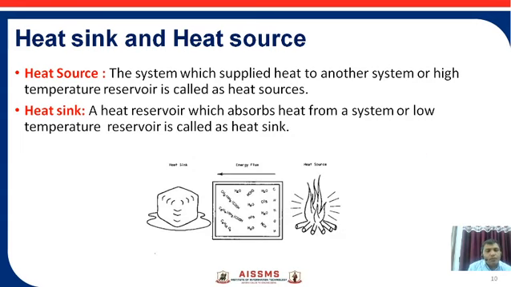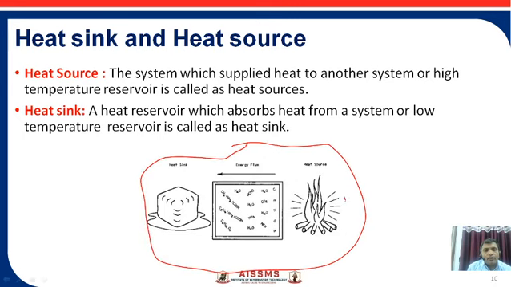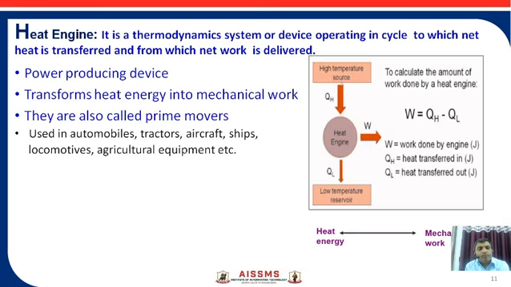If you see this picture, there is one heat source on the right side, and on the left side there is a heat sink, and in between there is a work system. So heat is transferring from the high temperature reservoir to the low temperature. This ice cube is absorbing the heat. The heat source transfers heat to the system, and the heat sink absorbs the heat from the system.